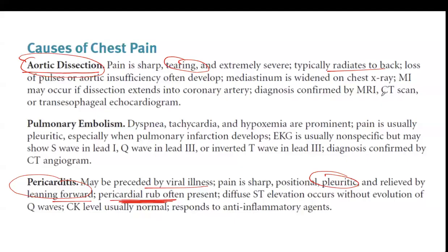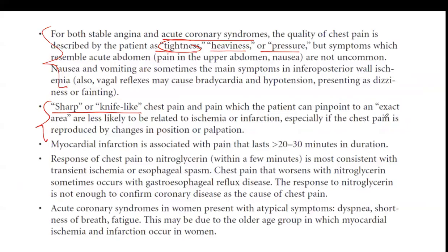Then we think of aortic dissection. So sudden onset, severe, sharp, excruciating pain, feels like tearing, retrosternal, radiating to the back. So these are our main common three causes of severe chest pain.